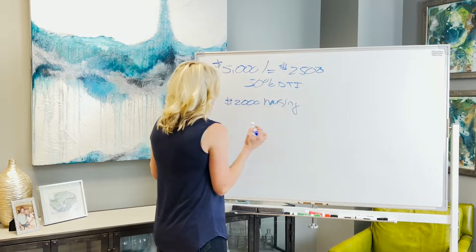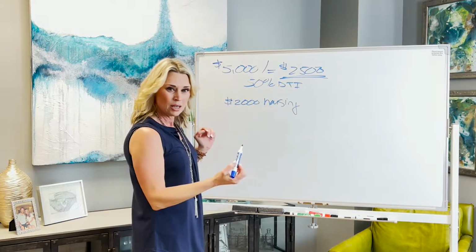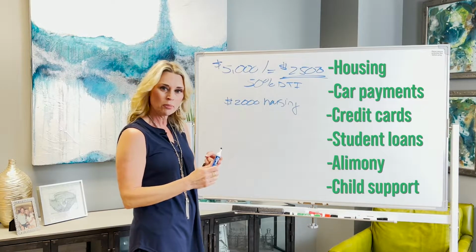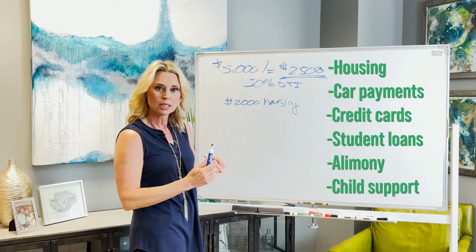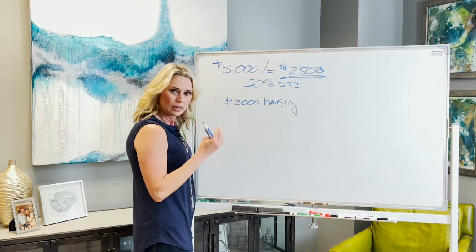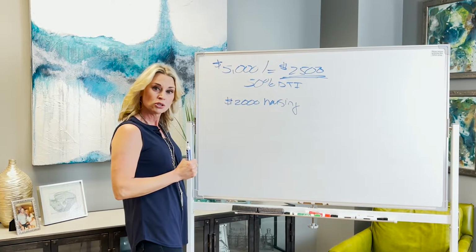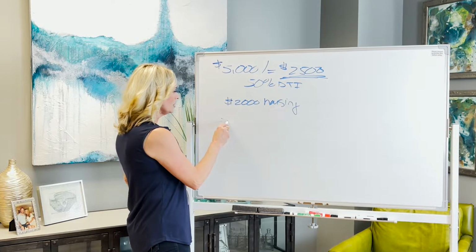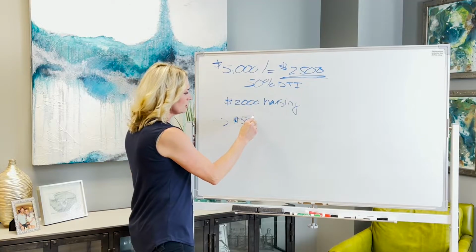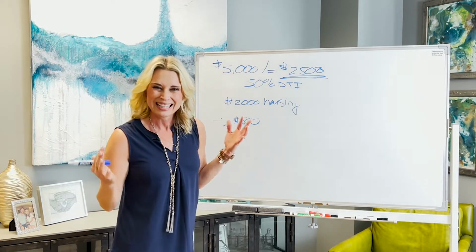Well, this tells you that if your maximum with your total payments, so that's going to include housing, any car payments, credit cards, student loans, alimony, child support, if that maximum that you can have is $2,500 in this scenario, and your house payment is $2,000 a month, then you are left with not being able to exceed $500 a month on your other ancillary debts.